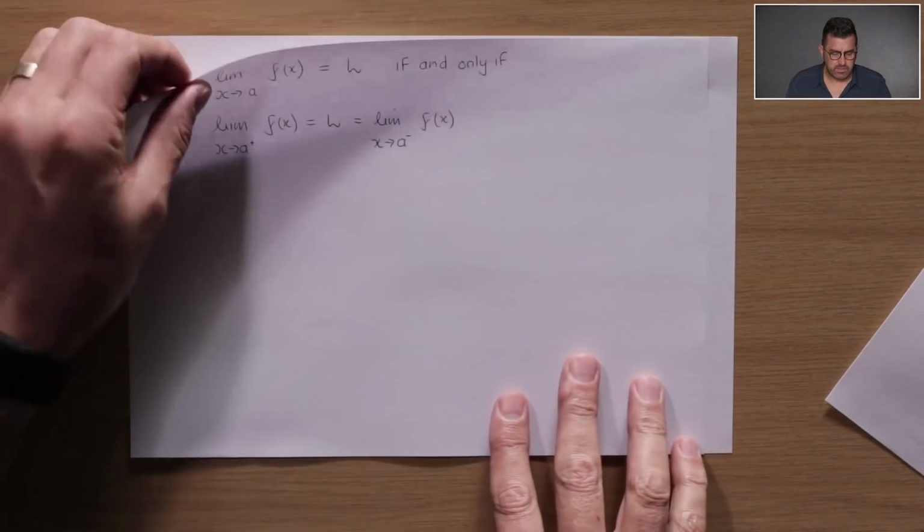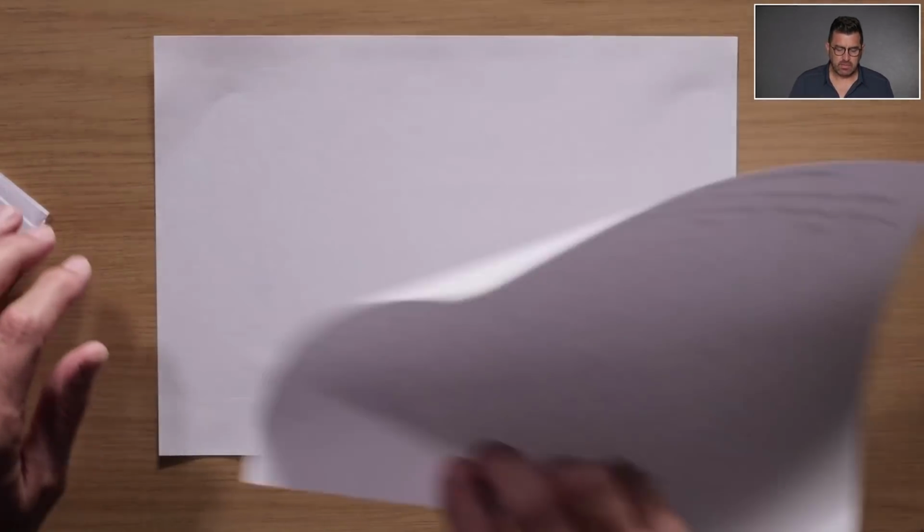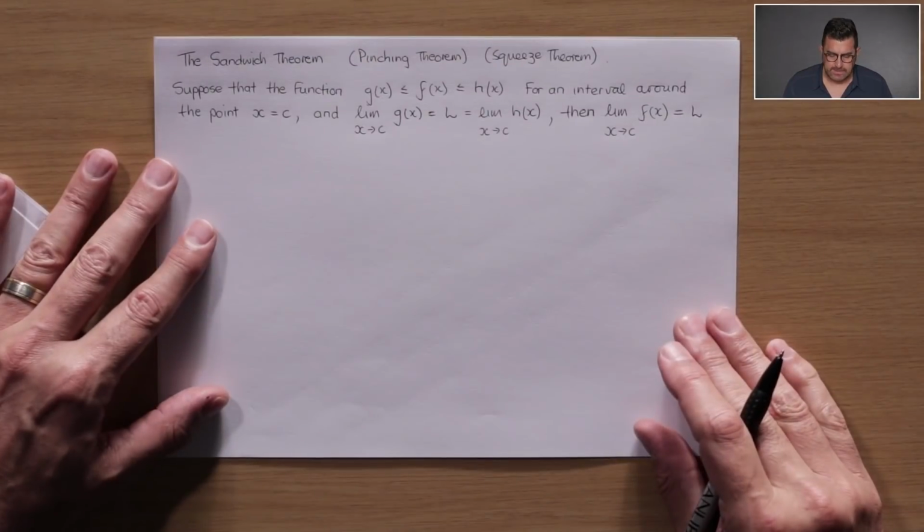It's not doing this, okay, because that's a discontinuity. So it's going to the same point. That's for the limit to exist. Okay, let's see what the Sandwich Theorem actually says.